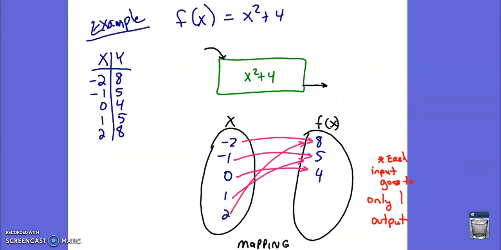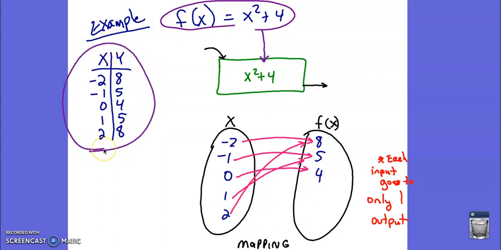So let's look at an actual example. Here's a function f of x equals x squared plus 4. I have this function right here, and that's really what the function box is. And I'm going to put some values in. You guys are used to your input as your XY chart, so your x's are your input. So I'm going to literally put in -2. If I drop a -2 inside that box and evaluate that, what's going to come out is an 8.